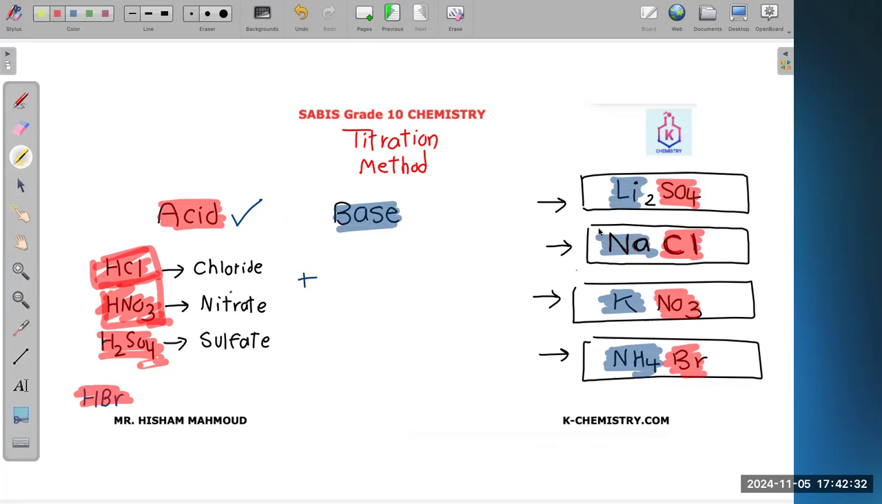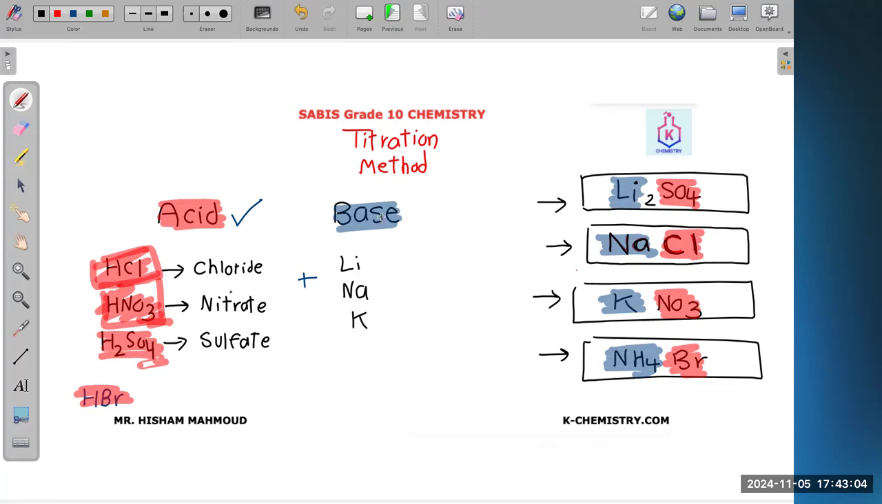But what about the base? The base is very easy. The same metal that you are using in the salt is the one that you will use here, correct? Here, what is the salt that's produced? Lithium sulfate. So what is the base that you will use? Lithium. Next, sodium chloride. What is the base that you will use? Sodium. Potassium, like that. Okay?